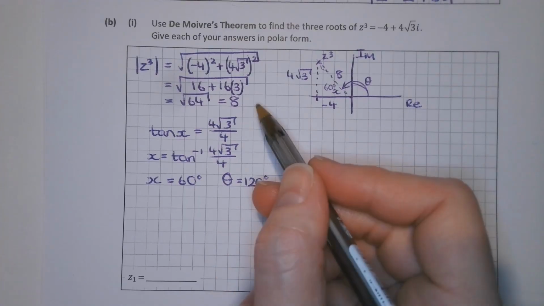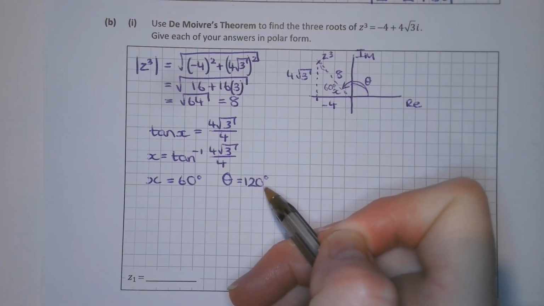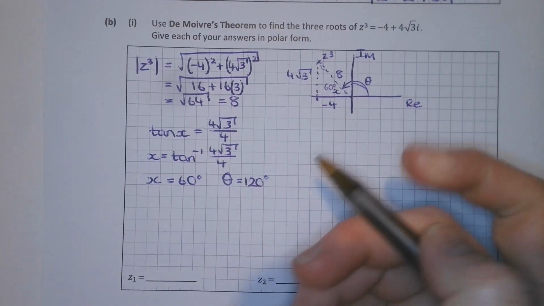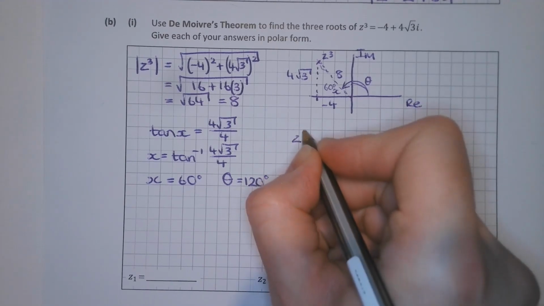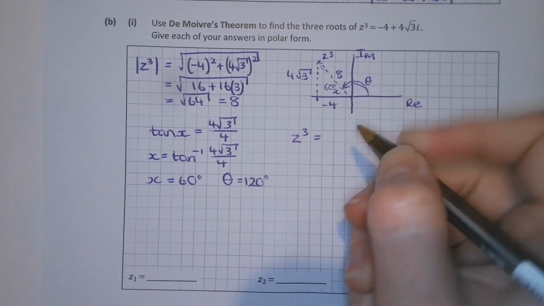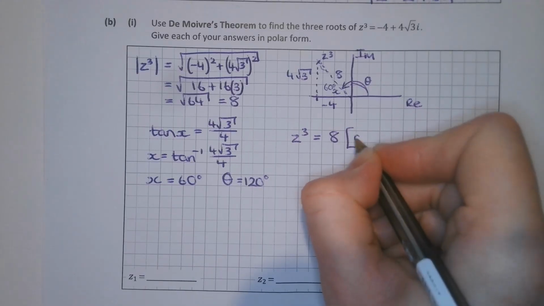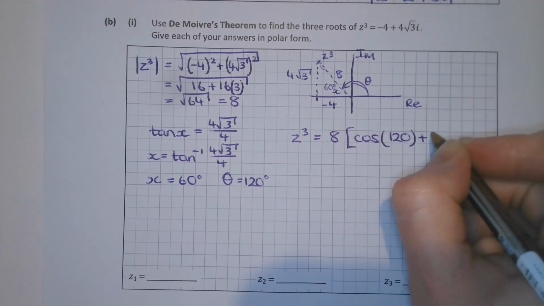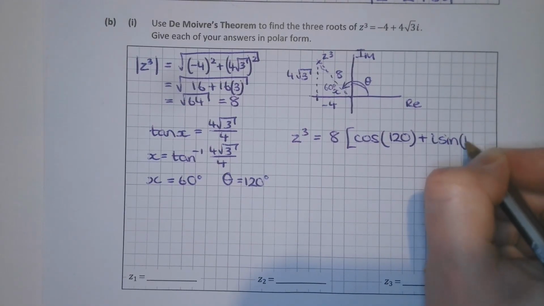So we have 8 as our modulus and then 120 is our argument. So now we need to start putting it into polar form, general polar form. So what we can say is that z cubed is equal to 8 times the cos of 120 plus i sine 120.